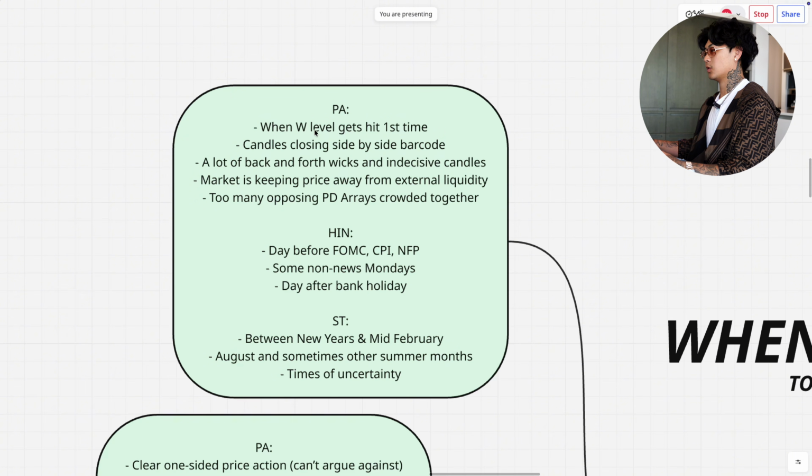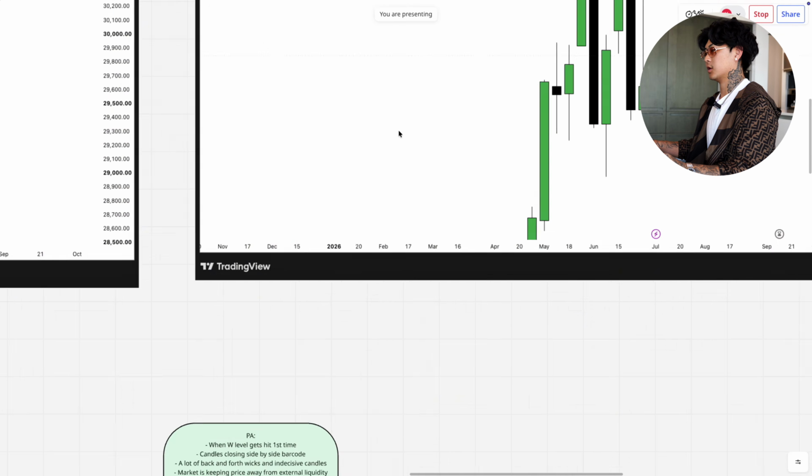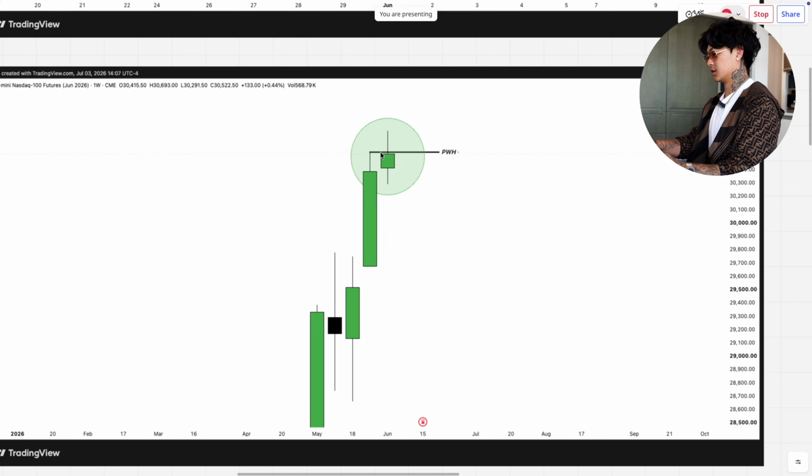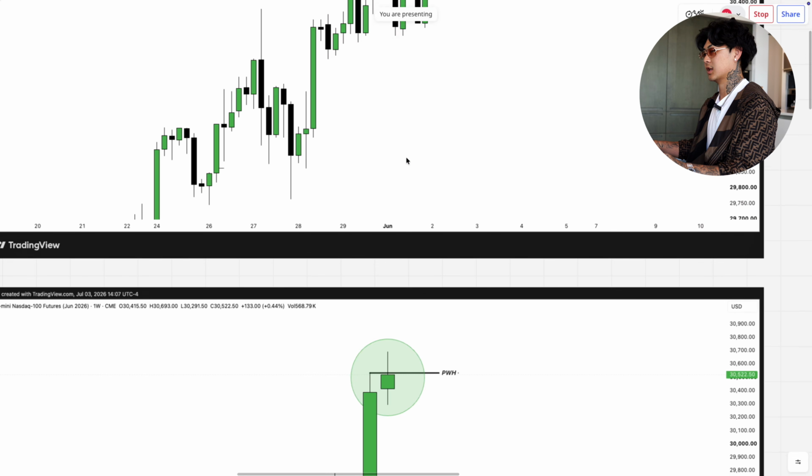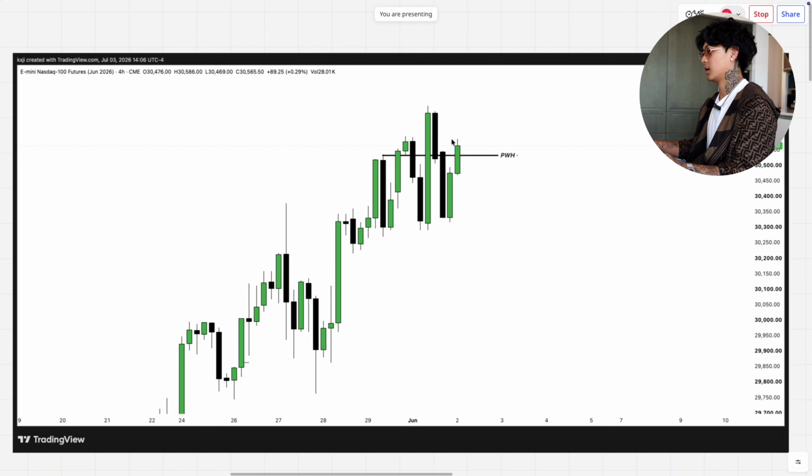Well, this happens usually when a weekly level gets hit for the first time. So if we look up here, you can see this example. We had this previous week's high right here, and you can see as soon as that previous week's high actually gets touched, this is now the 4-hour time frame, you can see we begin to consolidate. So as soon as we tap that, automatically we start barcoding, consolidating, and this creates a huge mess, and it is very hard to trade this if you're looking for a clear PD array.